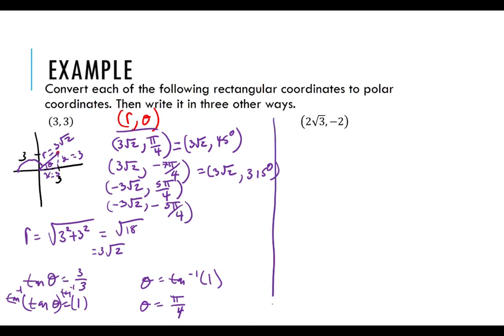Alright, let's do another. (2 root 3, negative 2). Draw it first. 2 root 3, that's positive, so if I call this 2 root 3, then negative 2, so it goes down 2, and so (2 root 3, negative 2). There's my ordered pair.